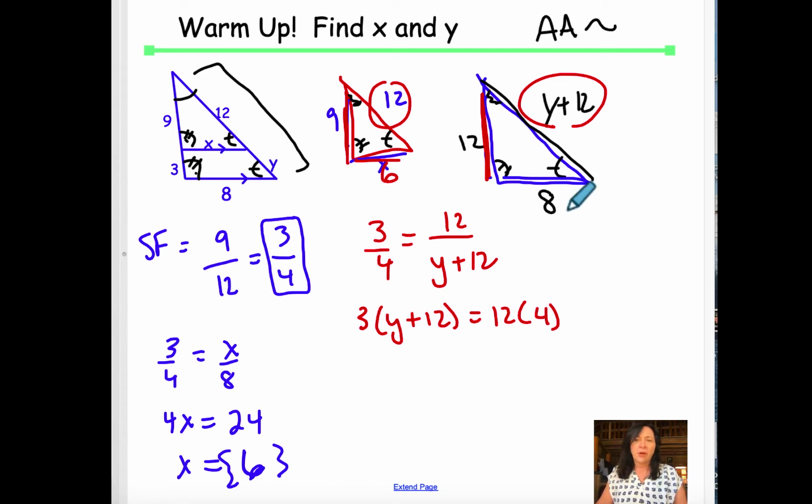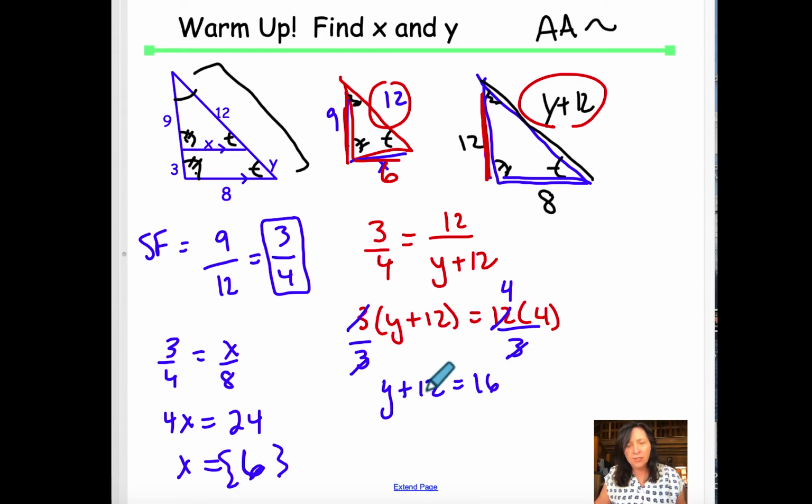And these numbers aren't huge numbers, but just a note, if you want to reduce these, you can, because I'm going to divide by 3 on both sides. And in doing that, I'm going to reduce the number so that it's not such a high number that I'm dividing and multiplying and adding, etc. So I have y plus 12 is equal to 3 divides into 12, 4 times 4 is 16. I'm going to subtract 12. So I get y is equal to 4.